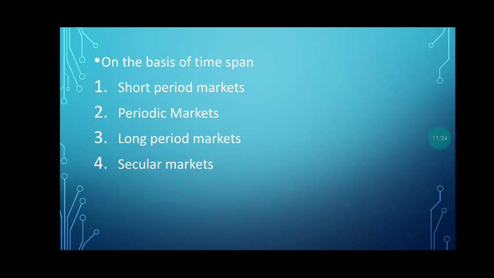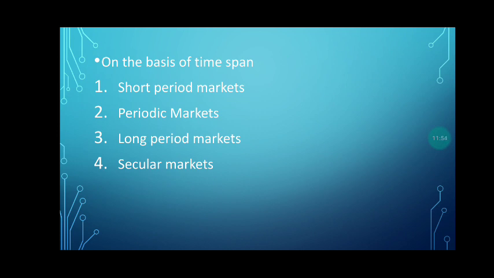When we are talking about the commodities which are being traded under the short period market, of course we can understand that when there is a short period, the commodity must be of highly perishable nature. The commodities traded under the short period market may be fruit, vegetables, milk, etc. So the short period market is confined up to a very short period. The other one is the periodic market.